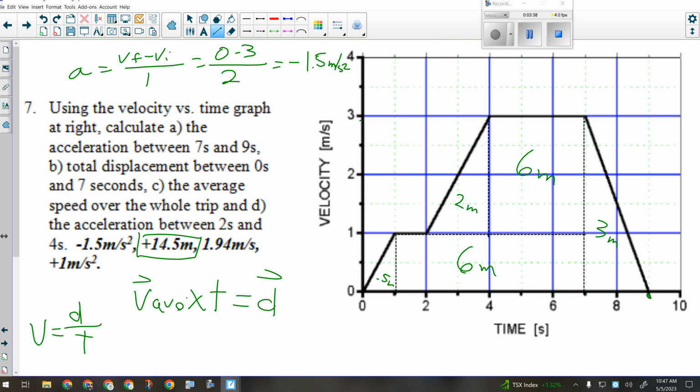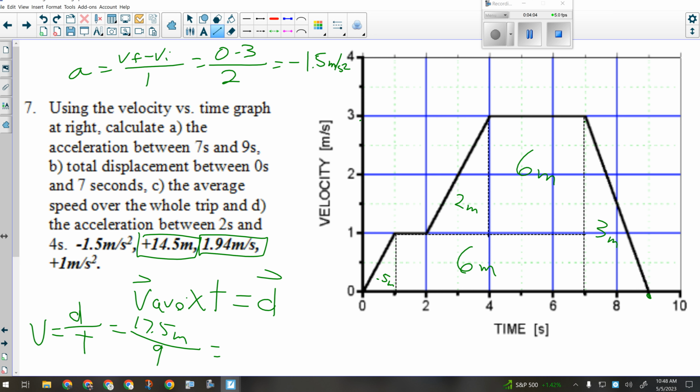So now we have 17.5 meters as our total distance traveled. And then we just divide that by the total time, which is 9 seconds. And if we go 17.5 over 9, we should get 1.94 meters per second. Everybody all right with that?